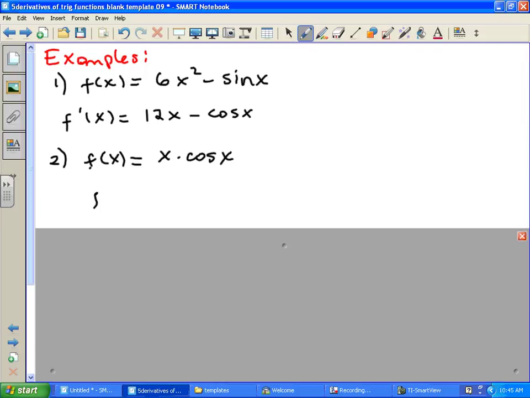f prime of x equals. So again, you could say the derivative of the first, which is 1, times the second, plus the first expression times the derivative of the second, which is negative sine x.